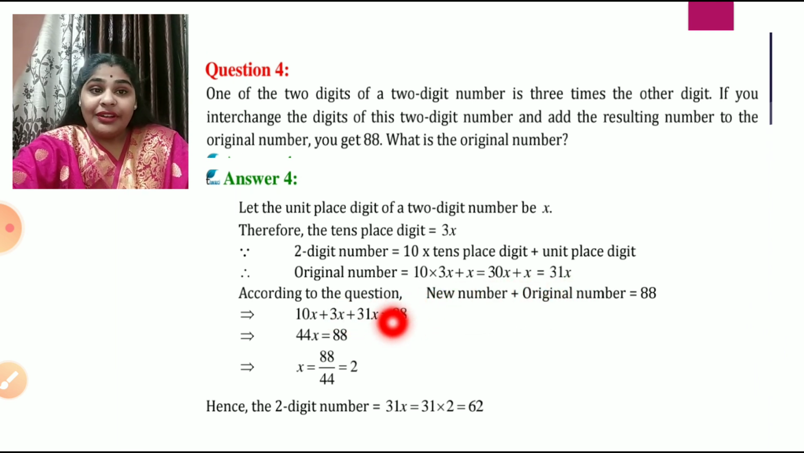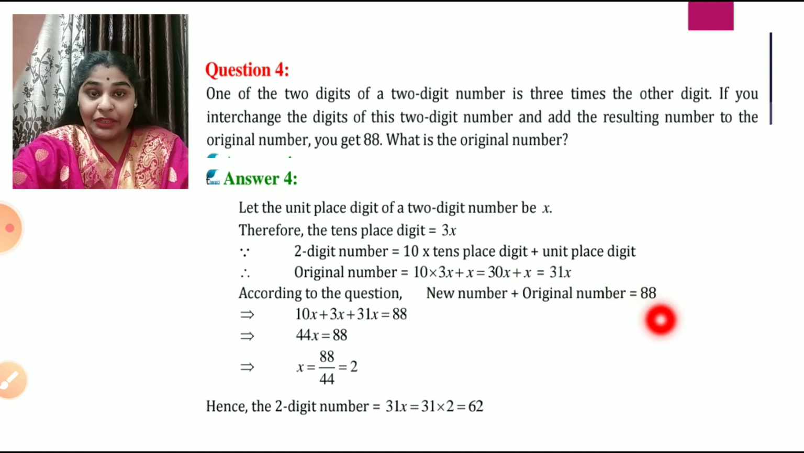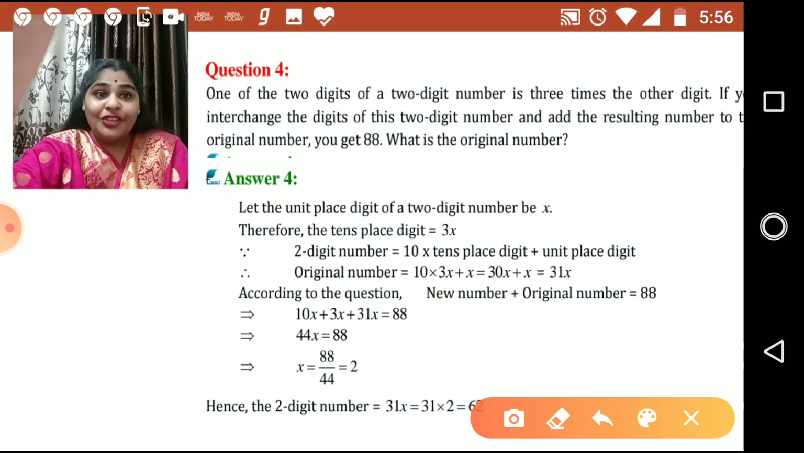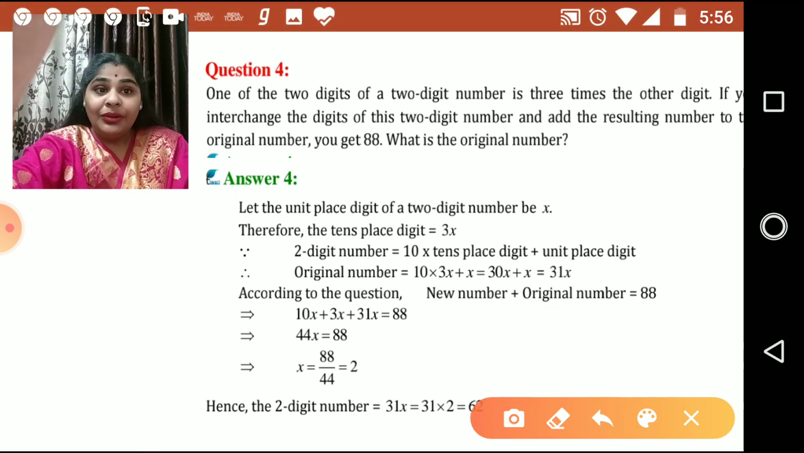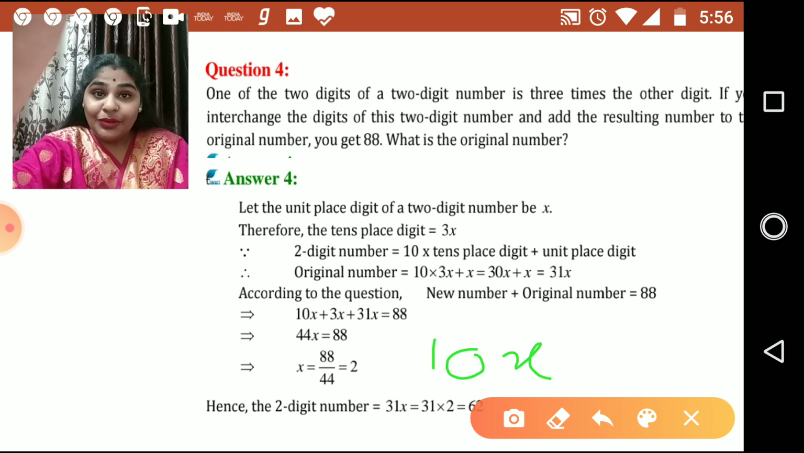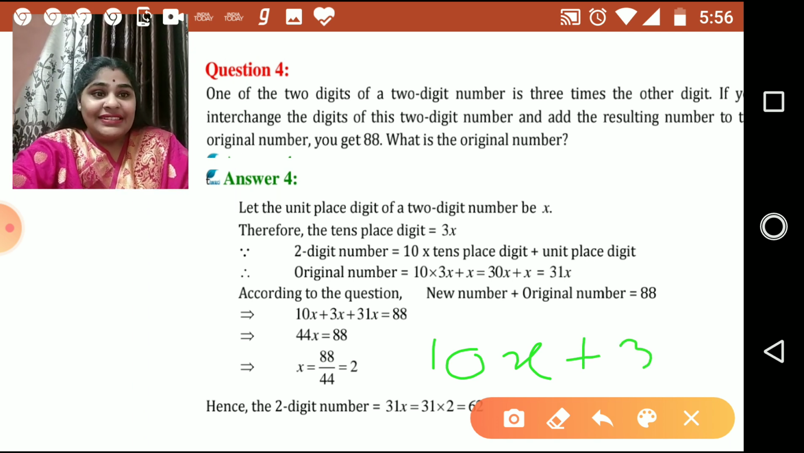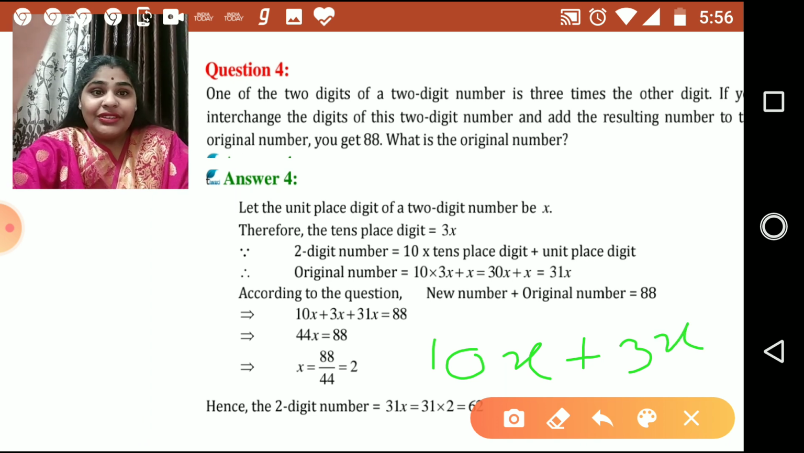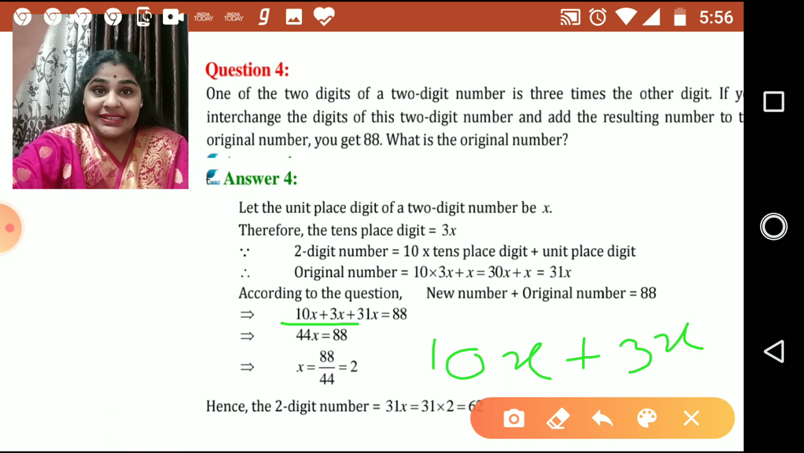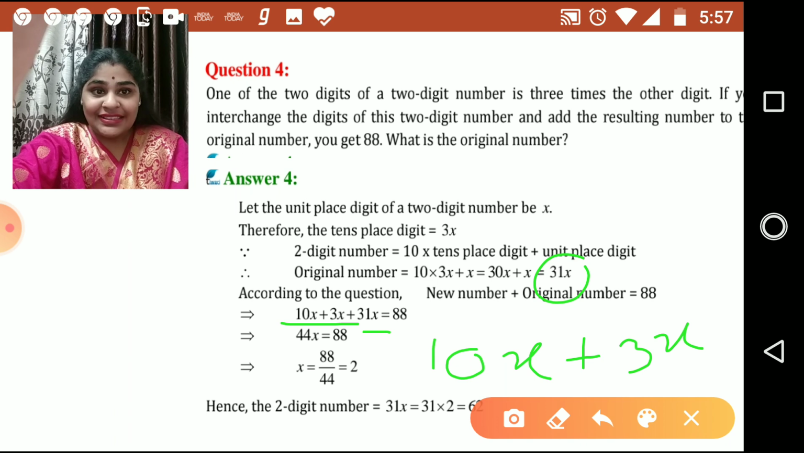So now according to the question, the new number plus the original number, the sum, will be equal to 88. Now what is the new number? As I said, we are going to interchange the digits. So now previously it was 10 into 3x, but now it will be 10 into x, that is the units place digit. We are going to shift it to the tens place. So 10x plus 3x. Understood? So here you can see 10x plus 3x and plus the original number, which is nothing but plus 31x. The result is equal to 88.